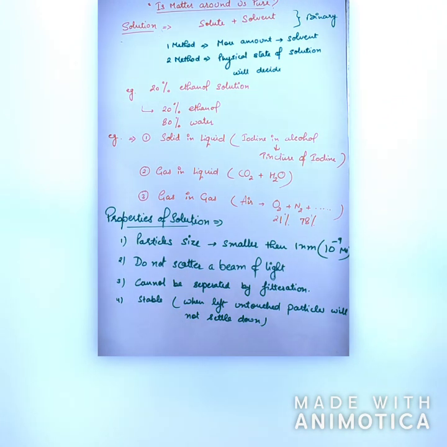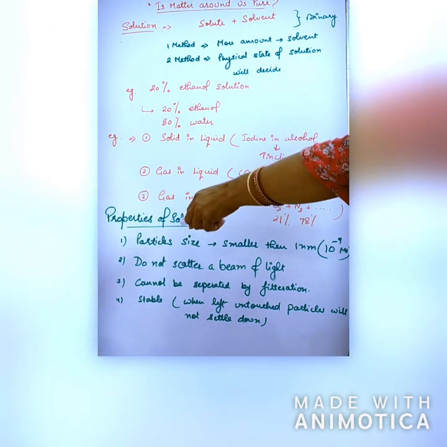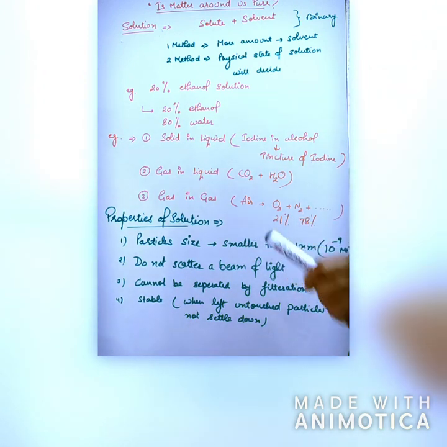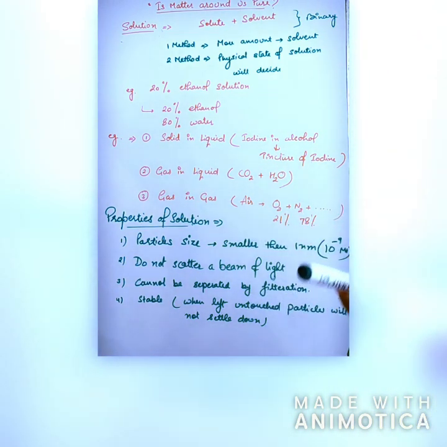A solution is a homogeneous mixture, that is very much clear to everyone now. The particles of solutions are very small. The particle size is smaller than 1 nanometer. So what is 1 nanometer? 1 nanometer means 10 to the power minus 9 meter. That is why we cannot see them with our naked eyes.